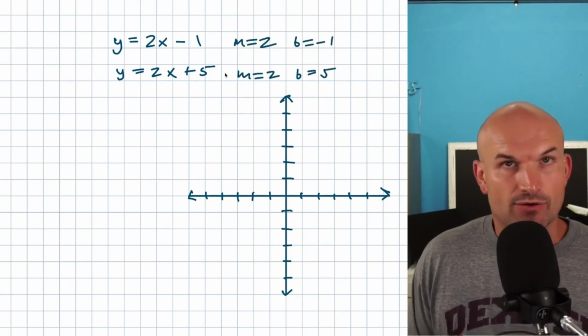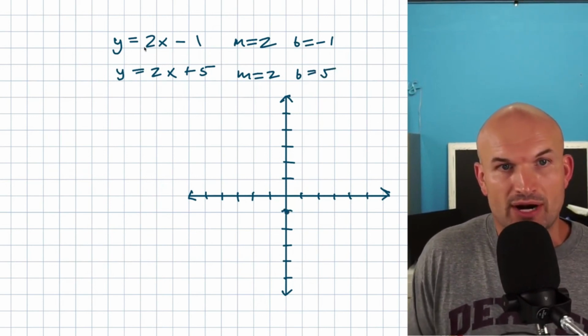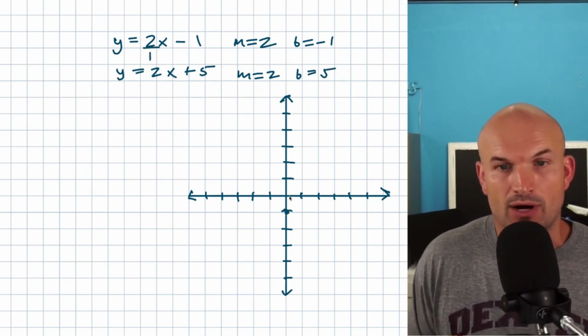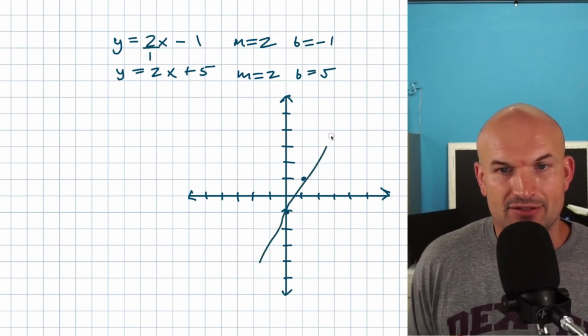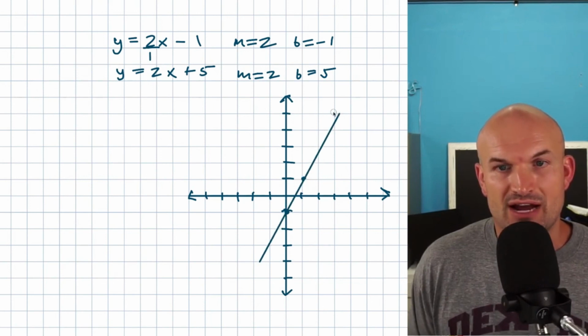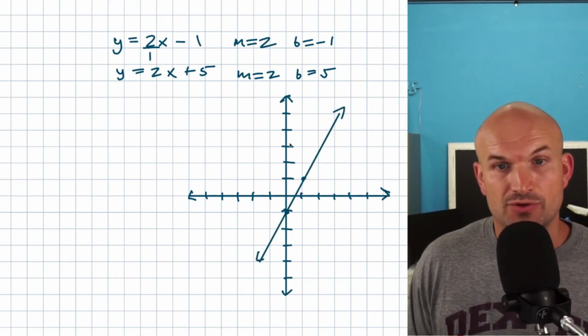So again, let's just do one graph at a time. If I go down to -1 and then follow the slope, which is technically 2/1, meaning I'm going to go up 2 to the right 1, right? And now let's connect those 2 points. And you can see our first graph is going to look like this. Now the next graph here has a y-intercept of 5. So 1, 2, 3, 4, 5.